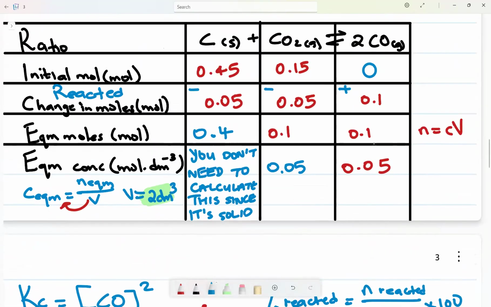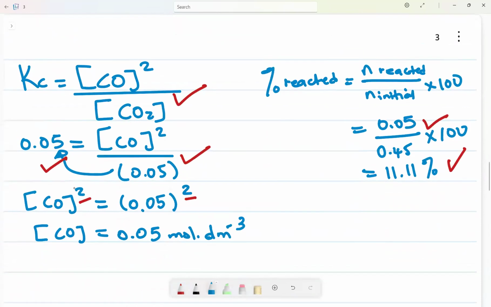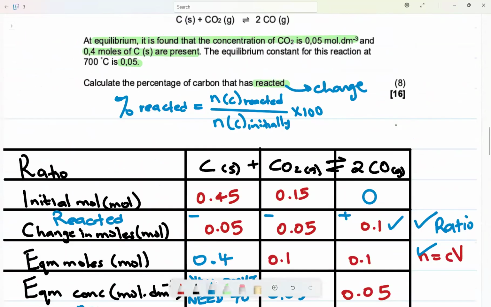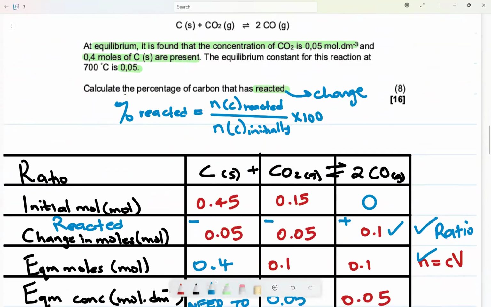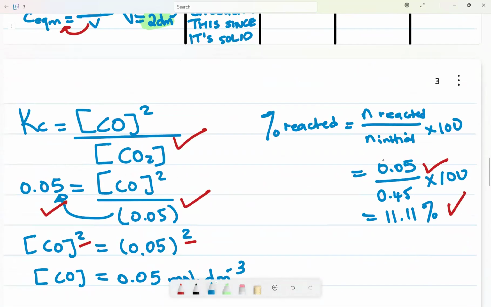The other mark I'll get where? Here, 1 mark, and 1 mark there, and remember we used the ratio here. So getting this one as well as getting the ratio, I think the marks are fine now. 1, 2, 3, 4, 5, 6, 7, 8, okay? Yes. So we have found the percentage of carbon that has reacted, which is 11.11.